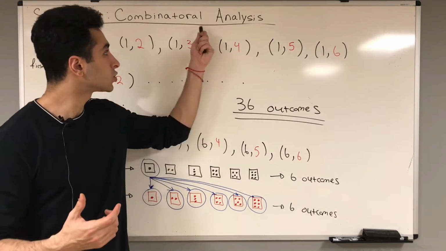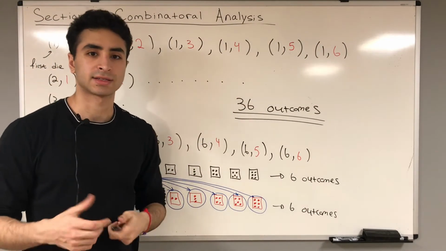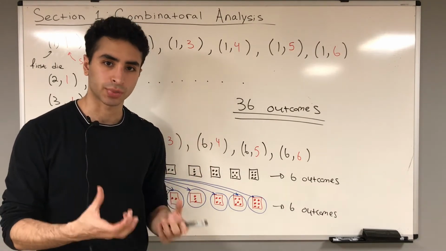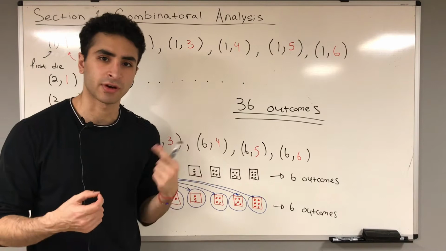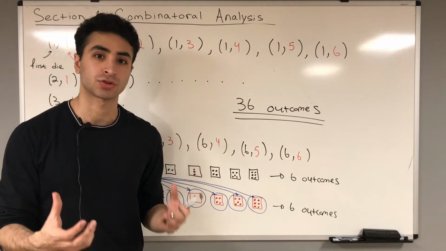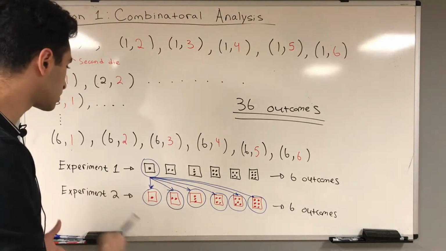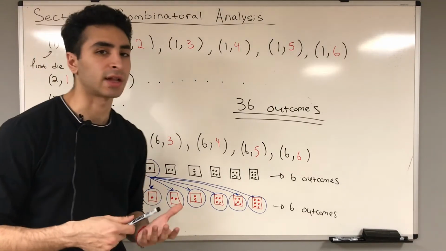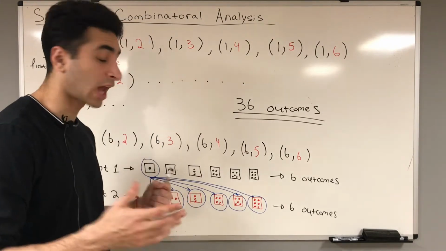So combinatorial analysis has certain definitions and theorems that allow us to compute the number of outcomes very quickly and very fast. And this is where the actual section starts. So all this was just to show you guys where it's coming from, why we need combinatorial analysis in general, and now we can begin.